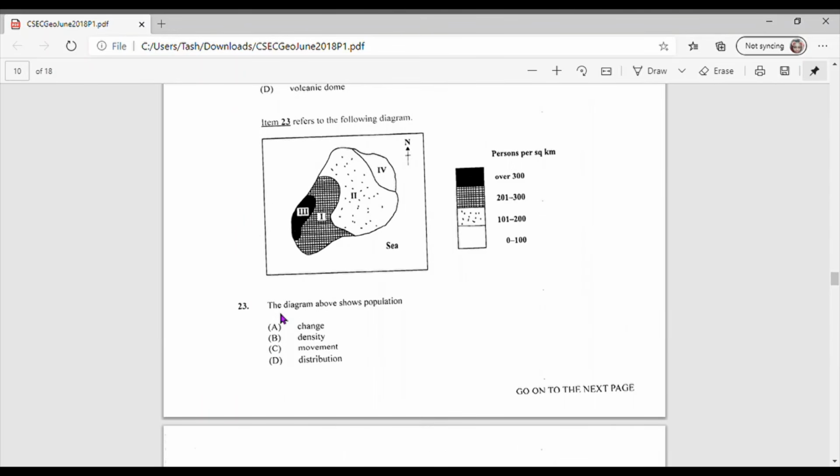Item 23 refers to the following diagram. Diagram above shows population change, density, movement, or distribution. So density, well, based on this, you can tell your answer. It is giving you the persons per square kilometer. So that would have been how many persons are within a specific area per square kilometer. So that would have been population density. That is letter B for number 23.